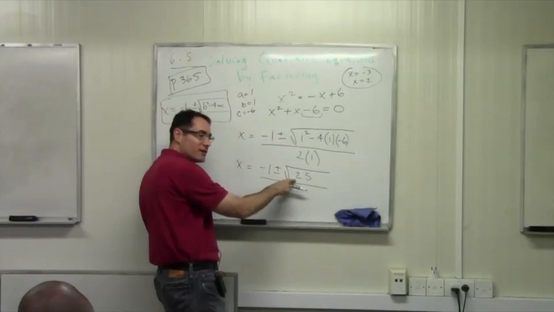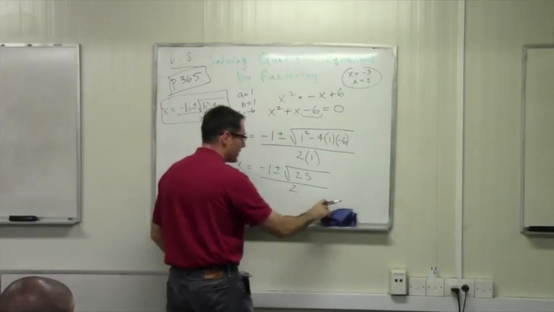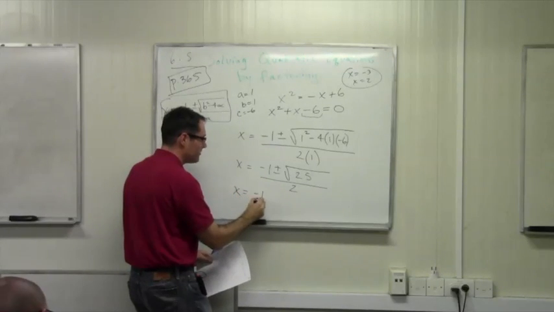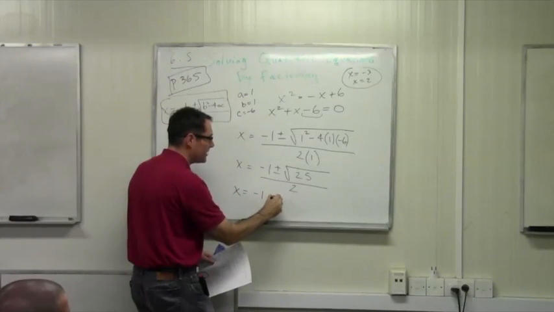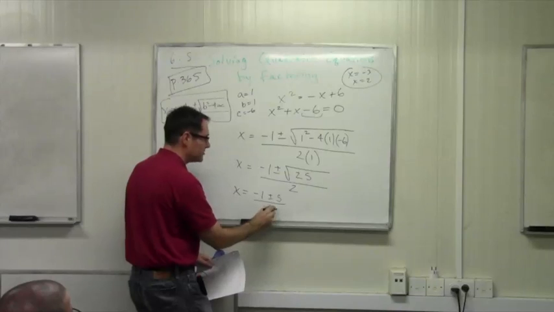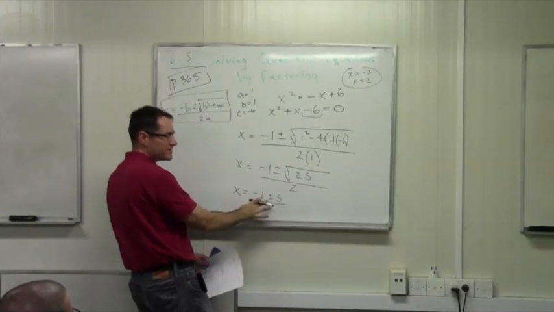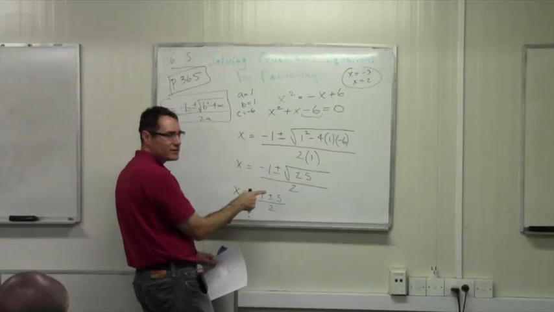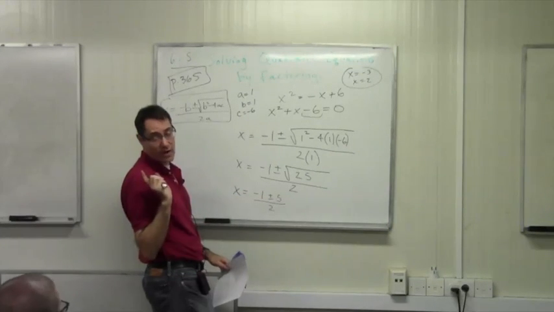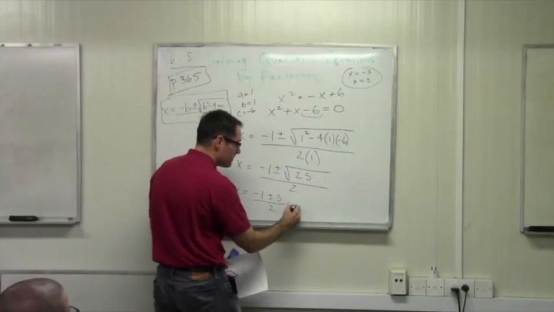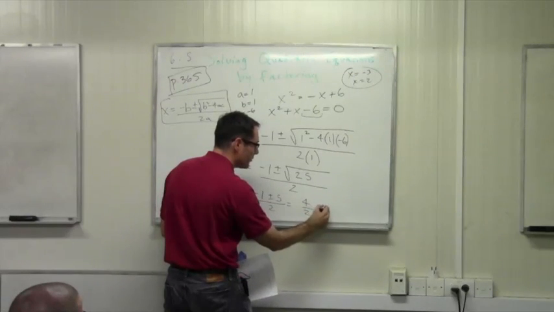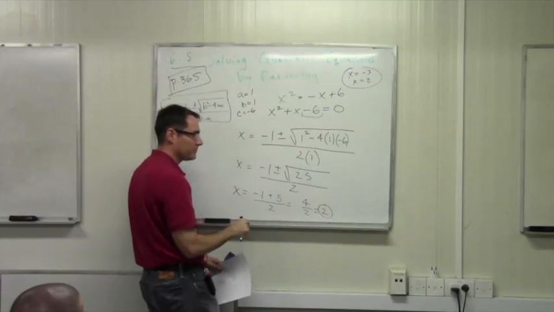Square root of 25 is 5. OK? So we're now going to have x equals negative 1 plus or minus 5 divided by 2. We can split this up. Let's do the plus one first. Negative 1 plus 5 is 4. 4 over 2 is 2. That's for the plus part of it.